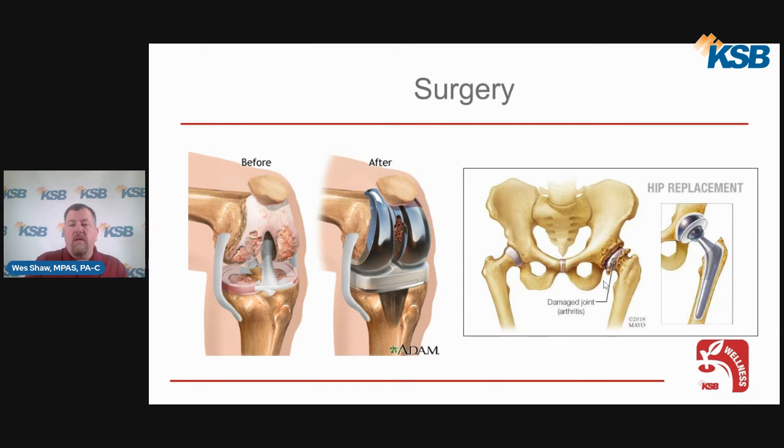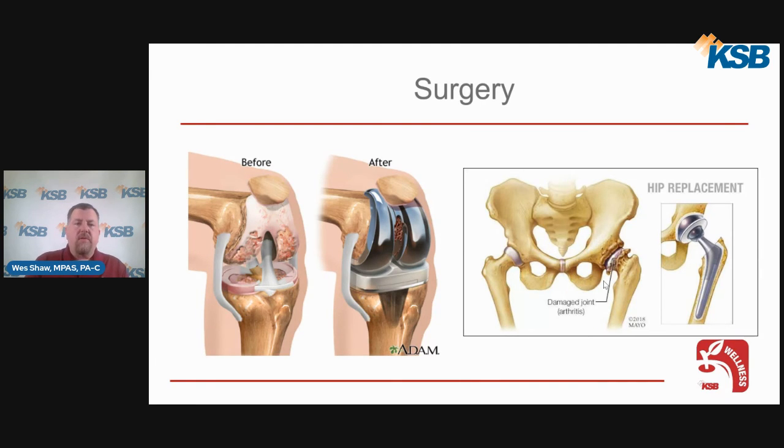On the hip part, we remove the femoral head, or the ball portion of the femur that's arthritic, and replace that ball with a new one, as well as a little stem that goes down inside of the femur to stabilize it. Then for the cup component, or the acetabulum portion of the hip, we put a new metal liner with a plastic lining inside of that to replace that damaged portion.